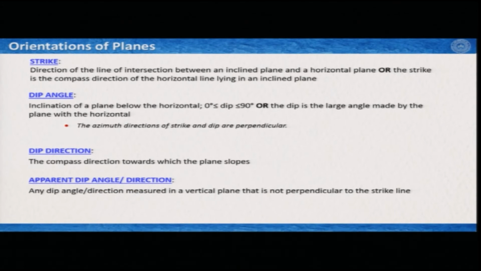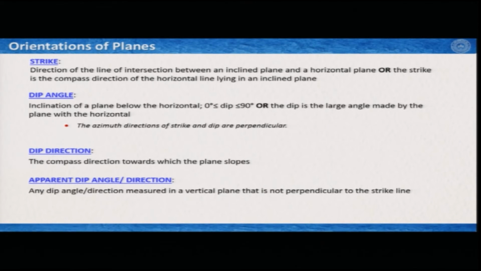So, I read what is strike. Strike is the direction of the line of intersection between an inclined plane and a horizontal plane. You can also define it as: the strike is the compass direction of the horizontal line lying in an inclined plane. If you have the concepts clear from the previous slide, you can understand what these two statements mean. Dip angle is the inclination of a plane below the horizontal, so it essentially ranges from 0 to 90 degrees. You can also define it as the dip is the largest angle made by the plane with the horizontal.